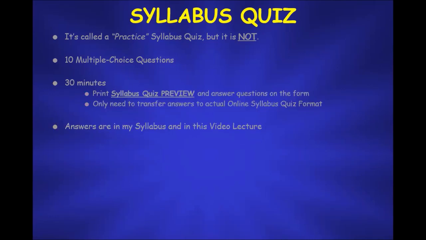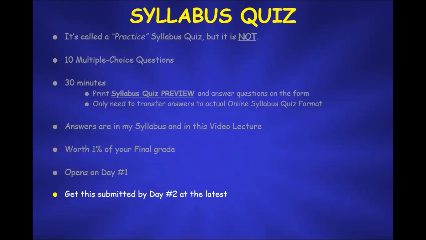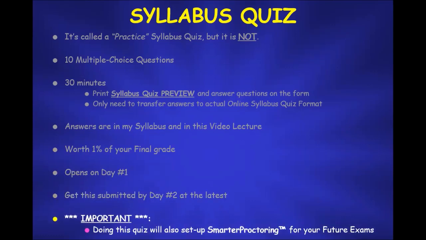Answers are in my syllabus and video lecture. As I mentioned to you, it's also worth 1% of your final grade. It opens on day one. So my suggestion is to get it done. Put that lovely X in that checkbox and have it done on day one or day two. Okay, because it's actually due on day two in most cases. Depends on the semester, of course.